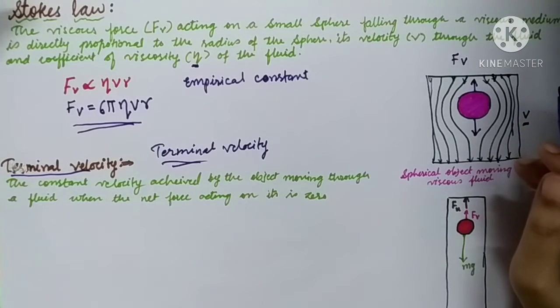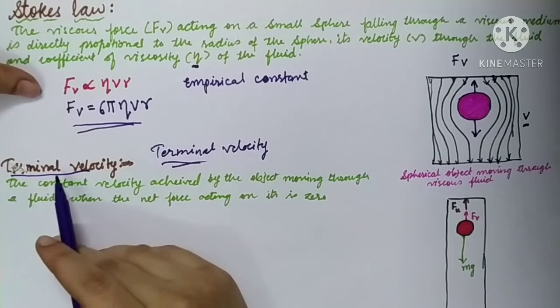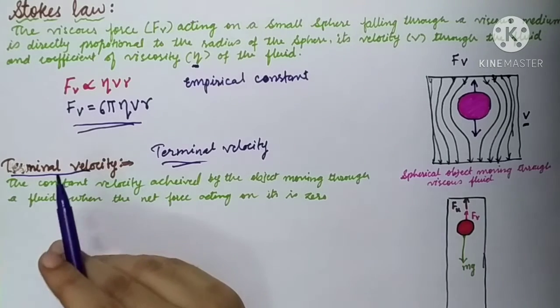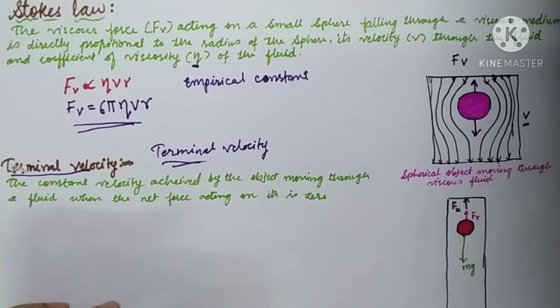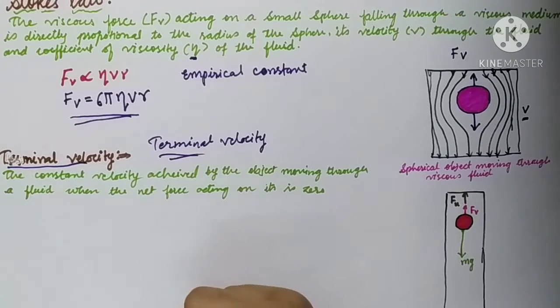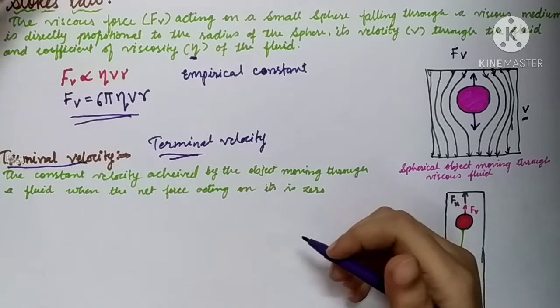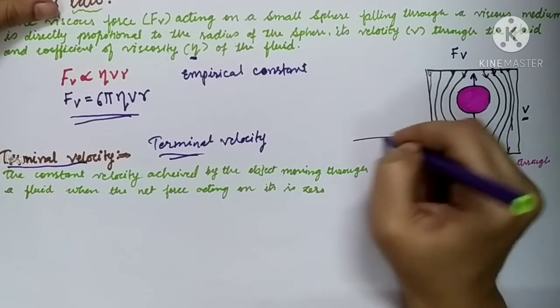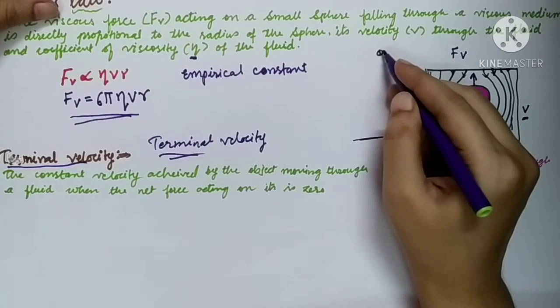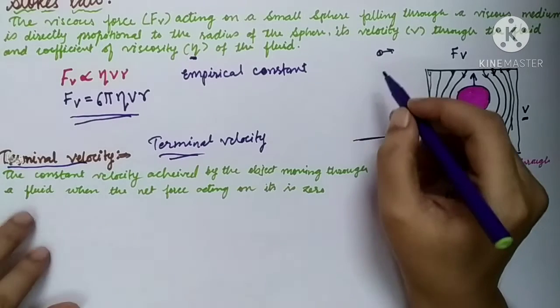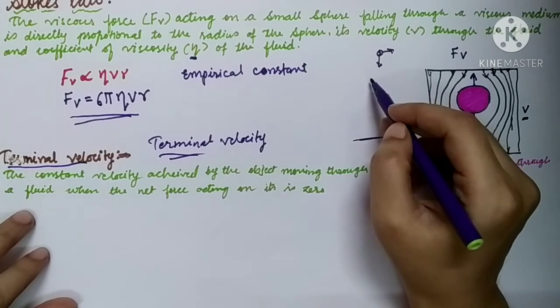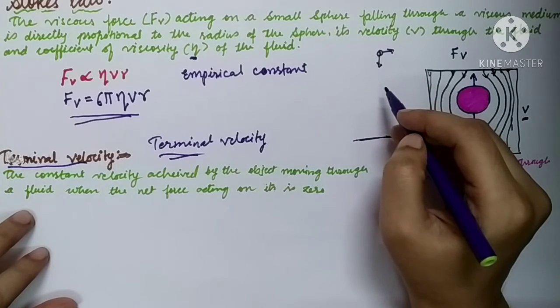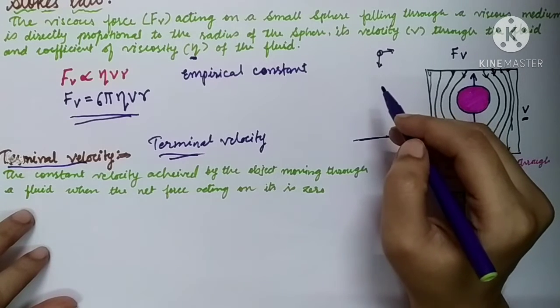You might have observed a few things before studying the concept of terminal velocity. Let us do one observation. You might have done this observation before. Students, you might have observed one thing. When any object is thrown from a certain height, suppose this is the ground level and this object is thrown from a certain height, you will find that as it moves down, its velocity goes on increasing. You might have observed this thing.